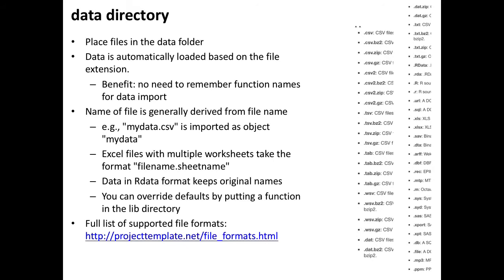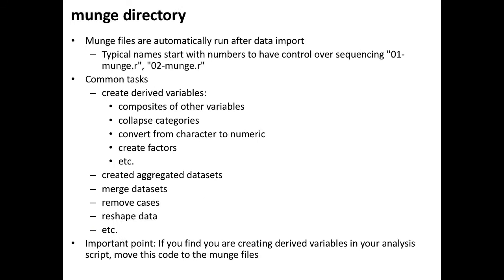Yeah, the munge directory is all for data manipulation. So you could have one or more munge files. They run usually, I think, in the sequence of their file name. So if you have 01 munge, 02 munge, etc. That's really good in the sense that all that gets run in one go before you get to analysis. So it's nice that it forces you to put all that stuff in one place. So that's the kind of things you might be doing there.